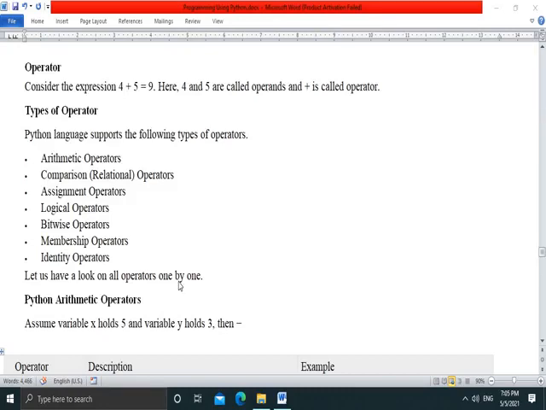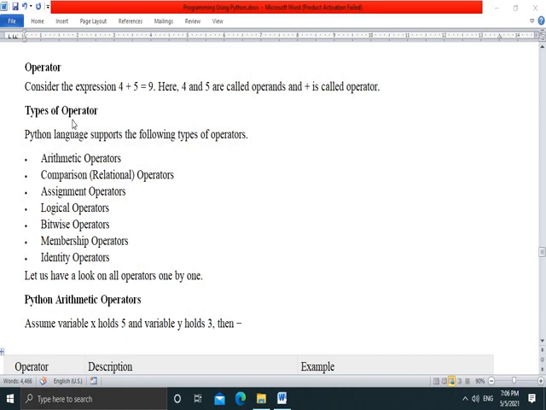Next point is operator in Python. Consider the expression 4 plus 5 equal to 9. Here 4 and 5 are called operands, meaning operation is performed on these two numbers 4 and 5, and plus is called an operator. So 4 and 5 are the operands and plus is an operator.